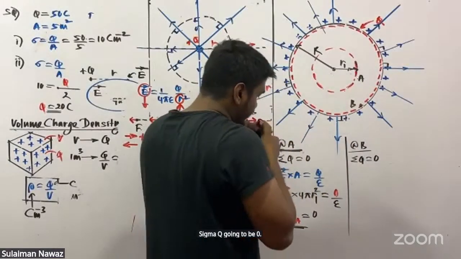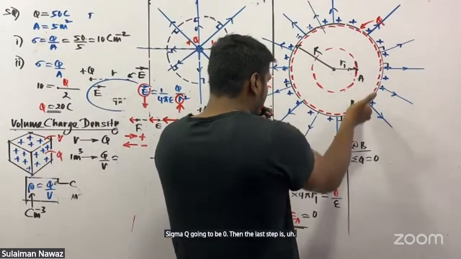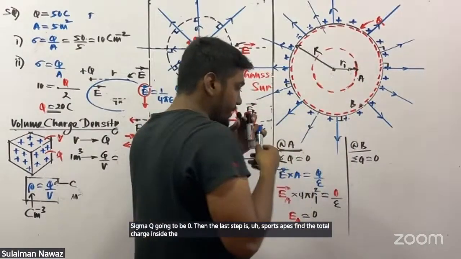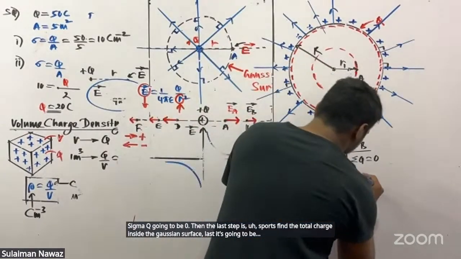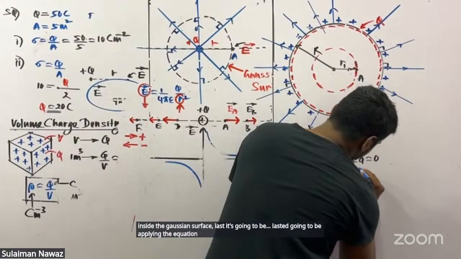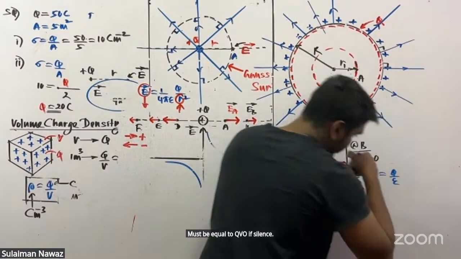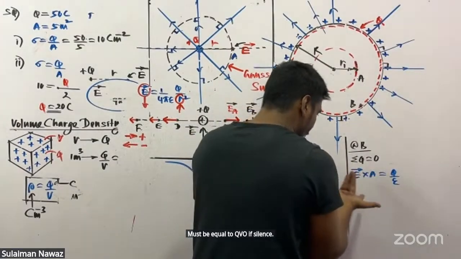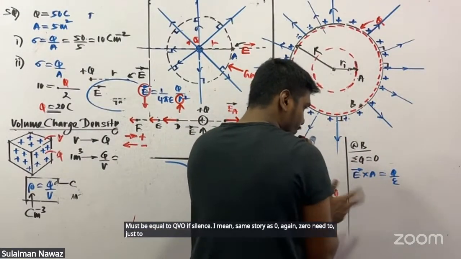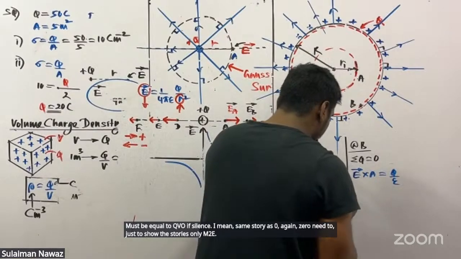The last step is to apply the equation: intensity times area must be equal to Q over epsilon. Then it is the same story, 0 again. I'm just showing the steps. Then the intensity at point capital B.